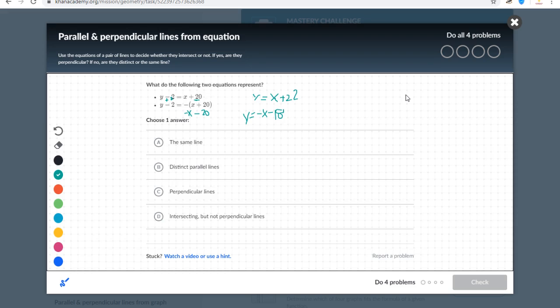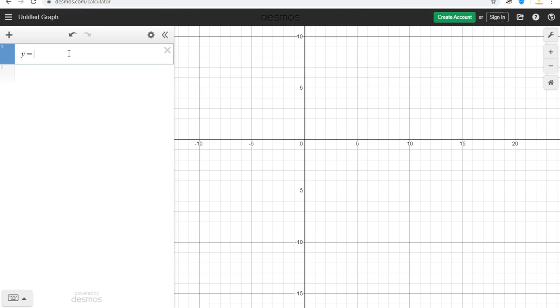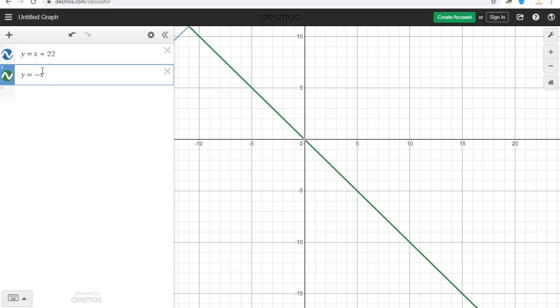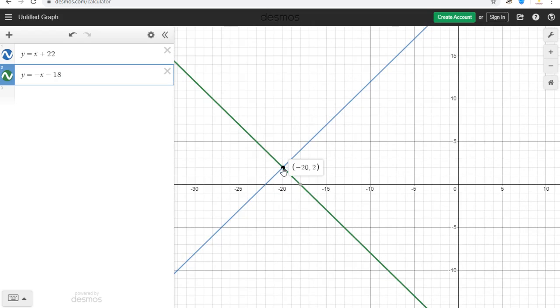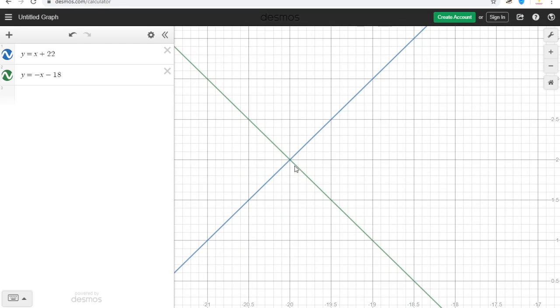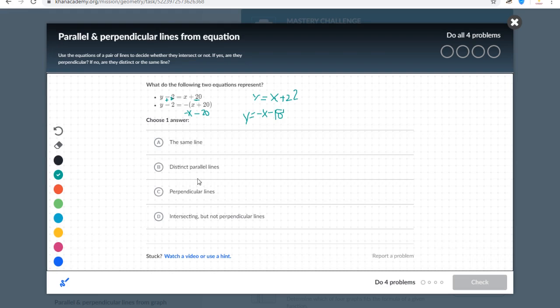Alright, so we have opposite slopes here and different starting places on the y-axis, definitely. So, let's see what these look like. Y equals x plus 22. Y equals minus x minus 18. And look at this. They do cross. And if we wanted to, we could draw right angles here. No matter how we turn this thing, it will make right angles. So this is perpendicular lines.